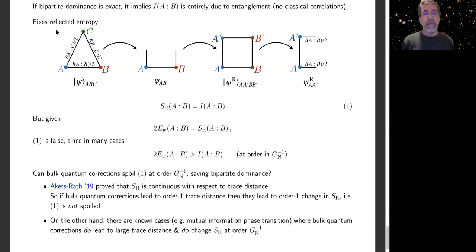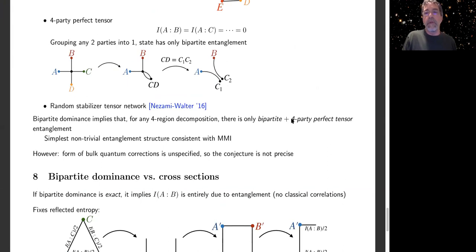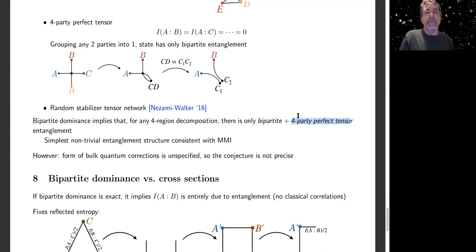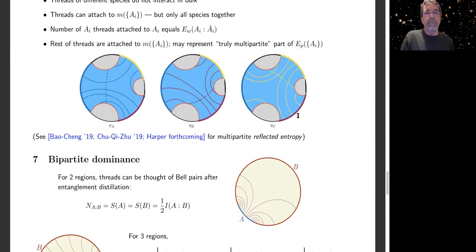I will say that if you go back to the four-party case, if you want to ask a question like, how much of this four-party perfect tensor stuff is there? Naively you would think, well, of course, bit threads cannot represent that part. They can only represent this part, the bipartite part. But the bit threads do manage to represent this amount. This amount is equal to the difference between the two sides of the MMI inequality.